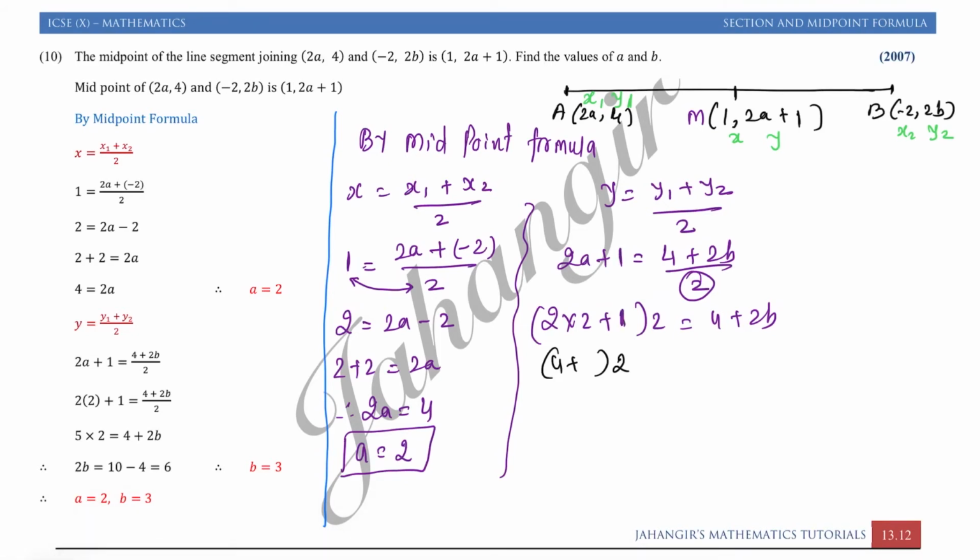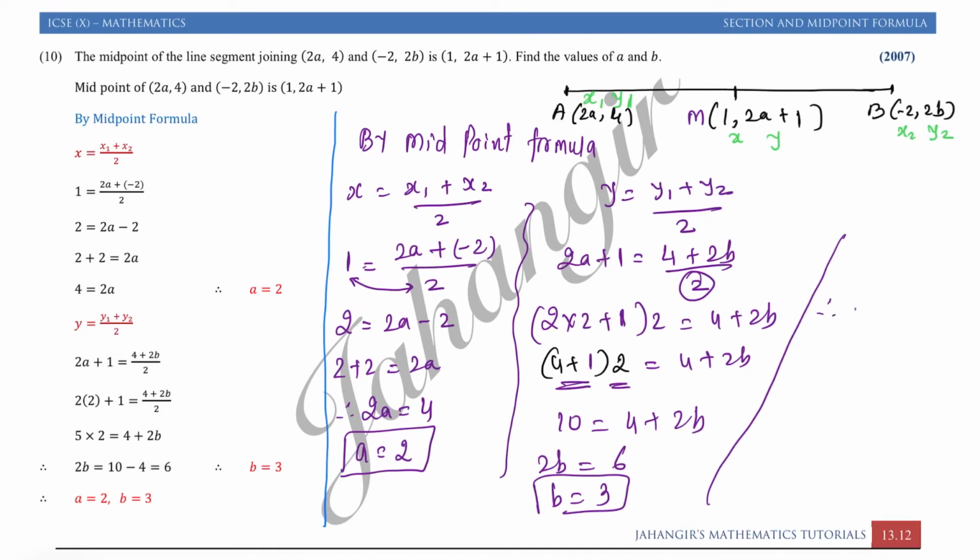Two a plus 1 is equal to 4 plus 2b. So this is 5, 5 2s are 10, 10 is equal to 4 plus 2b. So 2b is equal to 10 minus 4, which is 6, b is equal to 3. So therefore finally, a is equal to 2, b is equal to 3.